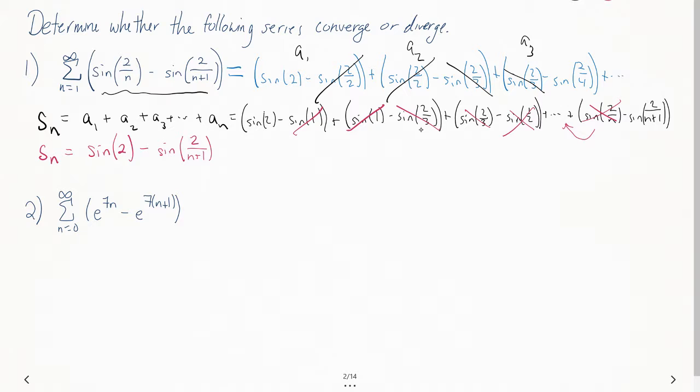Determining if this series converges is the same thing as determining if this partial sum converges. So we take the limit as n goes to infinity of Sn, and so we get the limit as n goes to infinity of sine of 2, which is just a constant, so we don't have to worry about that, minus sine of 2 over n plus 1.